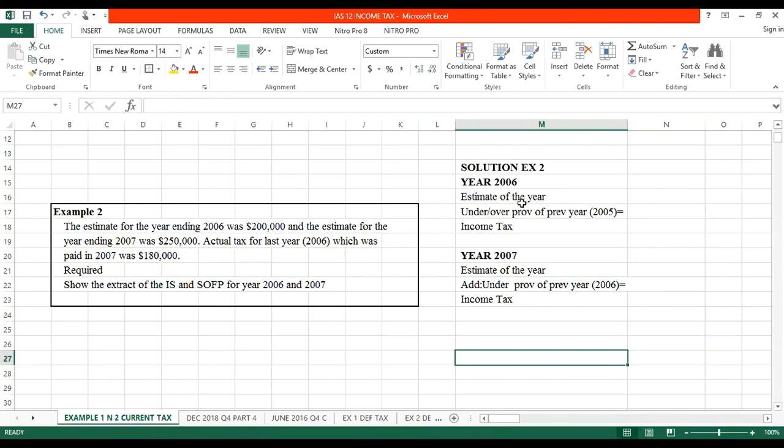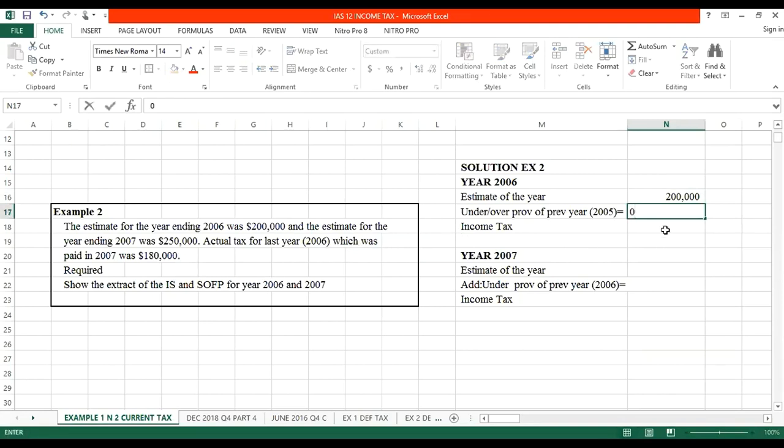So if I'm preparing the 2006 accounts, the estimate for the year 2006 is 200,000. I hope everyone is seeing that, 200,000. Now, there is nothing for 2005. Your questions will always be 2007. I will explain what I mean by that. So this will be that, of course, plus 0, which gives you 200. But now I'm interested in 2007. What is the estimate for the year 2007? The estimate for the year ending 2007 was 250,000.